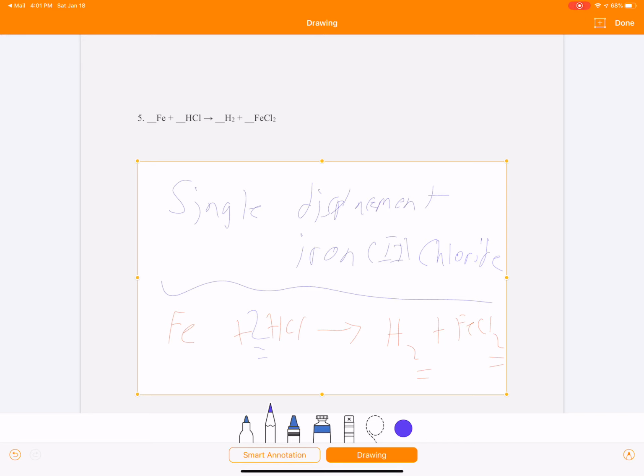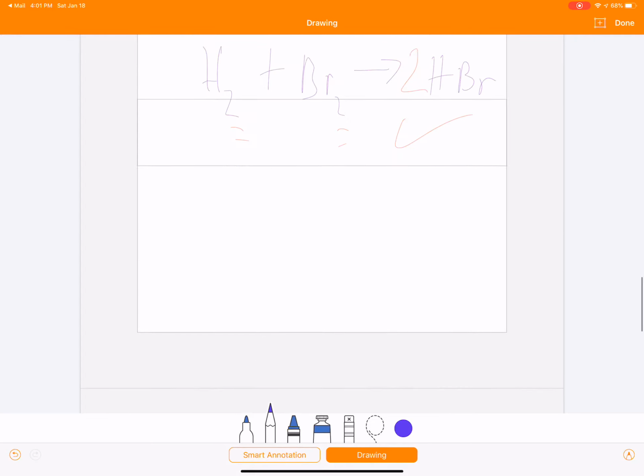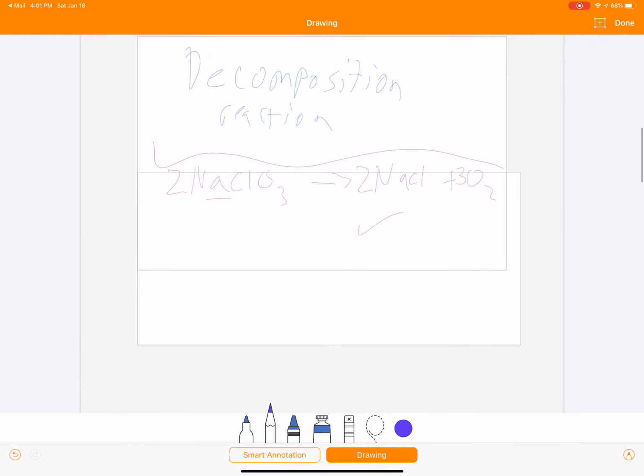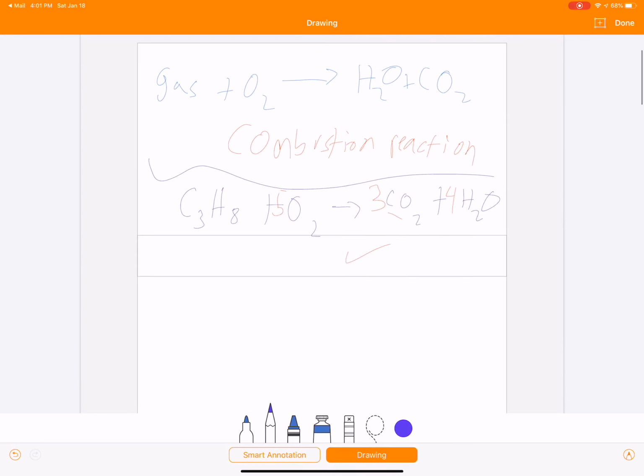So I hope this has helped you in learning how to balance reactions and identify types of reactions. The reaction types, again, are single displacement, synthesis, double displacement, decomposition, and combustion, the main reactions.